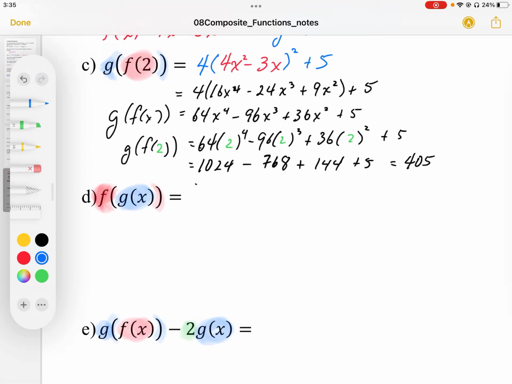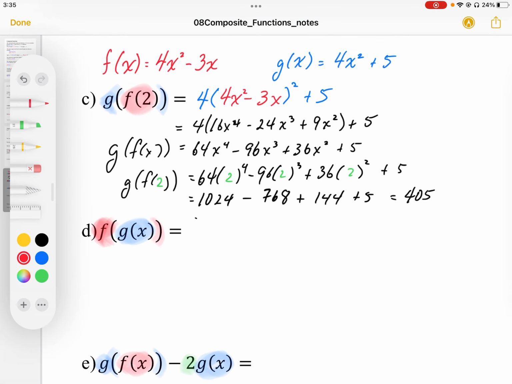For D, we have f on the outside and g on the inside. So I'm going to start with my f function, which is 4x squared minus 3x. So I'm going to write this in this way. So 4, I'm going to do x squared minus 3x. So notice I'm putting brackets in so I can group them properly.